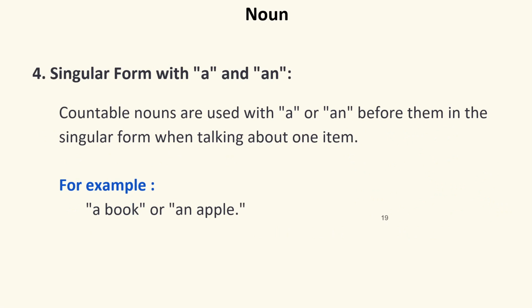Singular form with a or an. Now a or an are indefinite articles. We generally use a and an with singular nouns. Well, this we will discuss in the chapter of articles as well. But we can say countable nouns are used with a or an before the singular noun when talking about one item. For example, a book, an apple, and so on.